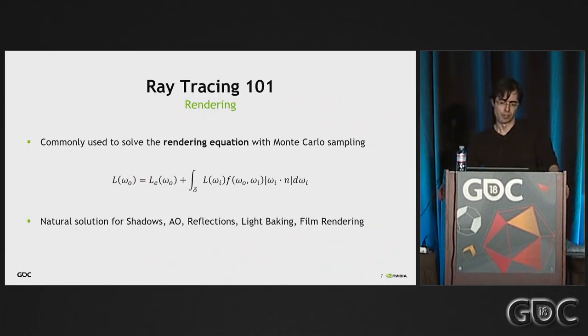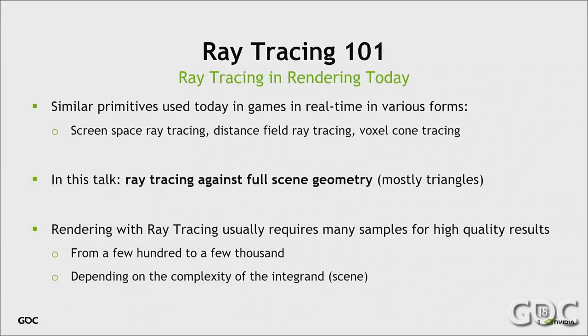In rendering, ray tracing is commonly used to solve or approximately solve the rendering equation with Monte Carlo sampling. The rendering equation, briefly summarized in this slide, states that the light outgoing at a given point in space in a given direction is the result of adding up the emitted light in that direction by that object at that point in space and the integral of the reflected incoming light at that point from all directions into the outgoing direction. It's very high level. Given that ray tracing can be used to solve this equation and generate photorealistic images, it is also a natural solution to solve parts of this equation, which games tend to do in various ways. So shadows, ambient occlusion, reflections, and light baking tend to solve a subset of the equation. And film rendering usually tries to solve the whole equation. So all of these are applications of ray tracing in rendering.